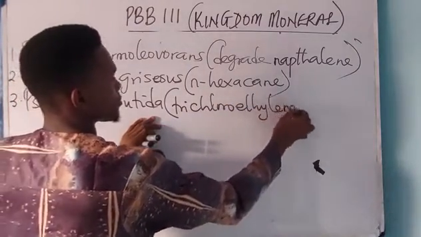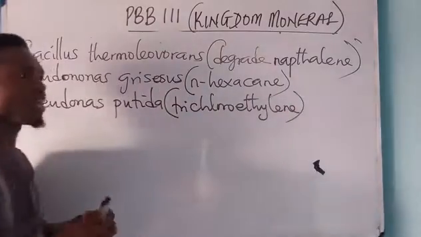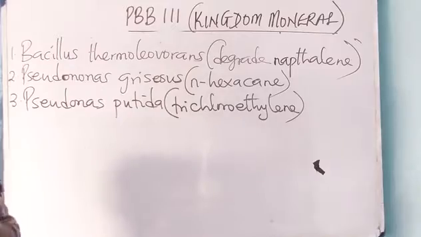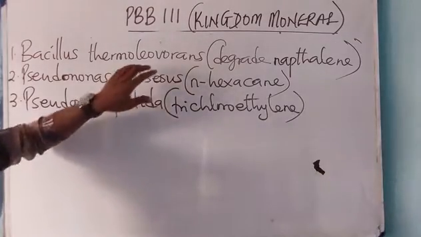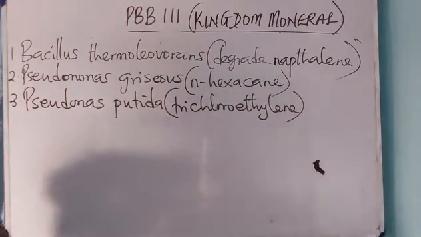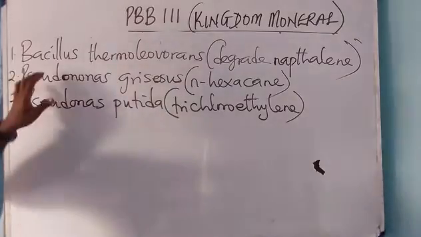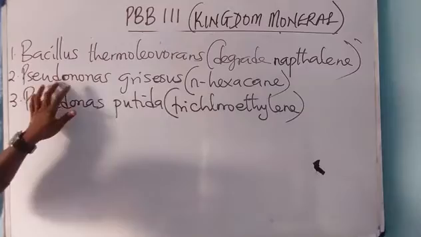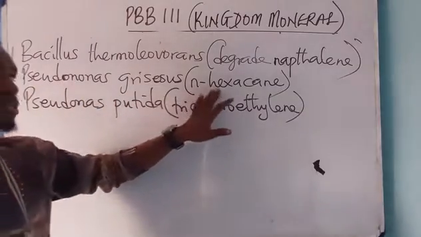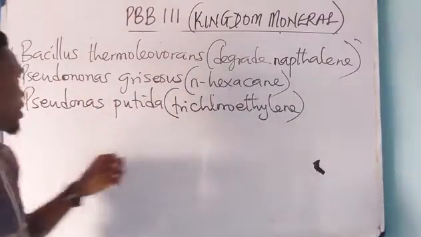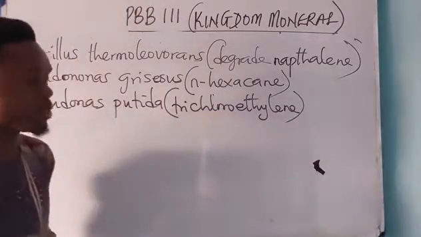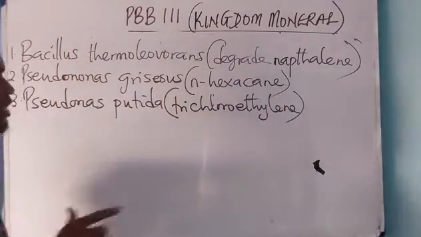They degrade trichloroethylene. Do not say these names are difficult. No, they are not. Just read. Keep reading your textbook, and you can use this video to also follow up. I said Bacillus thermoleovorans degrade naphthalene. Then Pseudomonas grisosus degrade normal hexadecane. Then Pseudomonas putida degrades trichloroethylene. So please take note of that.